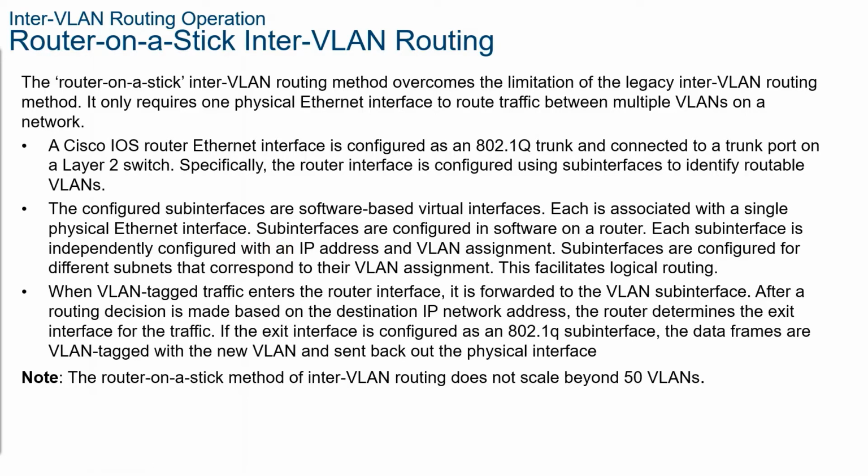So when VLAN tagged traffic enters the router interface, it is forwarded to the VLAN sub-interface. After a routing decision is made based on the destination IP network address, the router determines the exit interface for the traffic. Now if the exit interface is configured as an 802.1q sub-interface, the data frames are VLAN tagged with the new VLAN and sent back out to the physical interface. Alright?